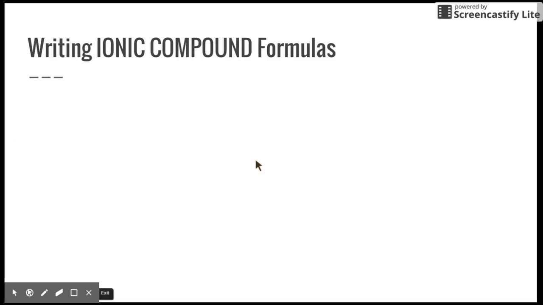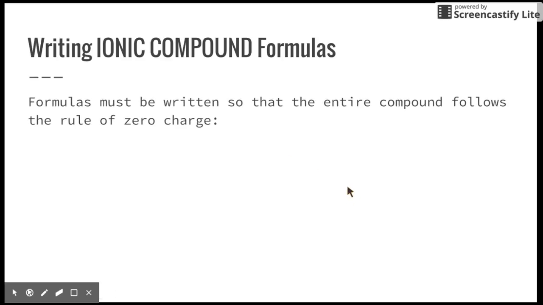So let's talk about how we write ionic compound formulas. Ionic compound formulas are really simple. You just need to make sure that when you write them, the entire compound follows that rule of zero charge. It's the easiest way to write those formulas down. So here's an example. What if I wanted to write a compound between magnesium and fluorine? Well, first I need to know their charge, and I can pull that pretty easily from the periodic table. Magnesium has a +2 charge. Remember, magnesium had 2 valence electrons. It gets rid of them, so it's a +2 charge. Fluorine, on the other hand, has 7 valence electrons, so it wants one more. When it gets one more, it becomes a -1 charge.